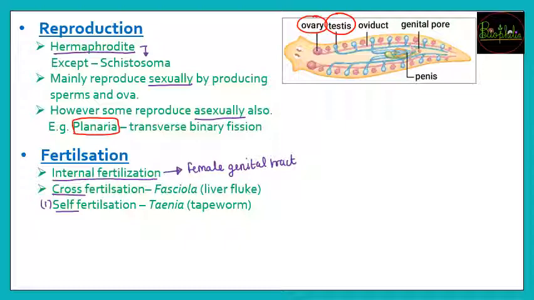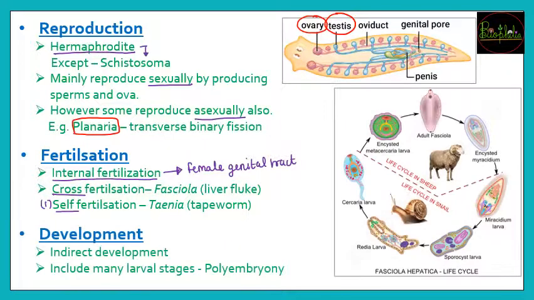After fertilization, the zygote is formed. How will the zygote develop? So the development is going to occur in indirect form. Indirect form means there are going to be larvae, and when many stages of larva occur, that condition is called polyembryony. What is it called? Polyembryony. And this polyembryony is going to be seen in liver fluke.